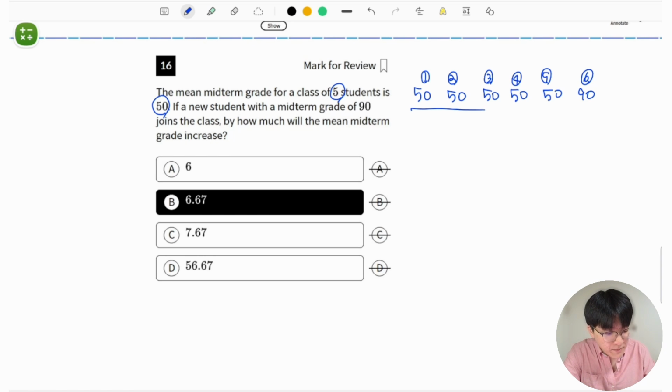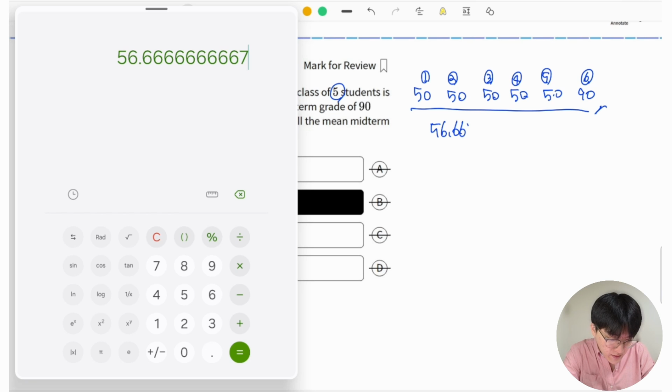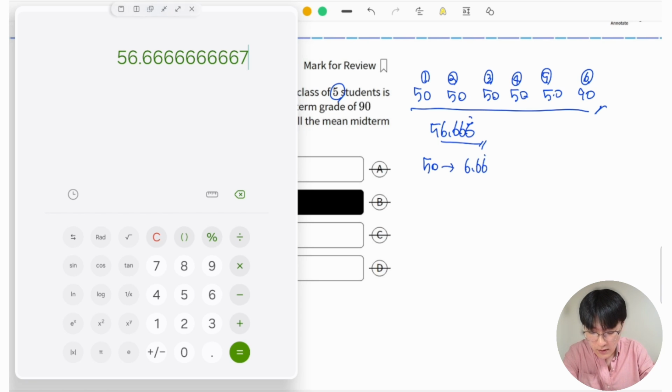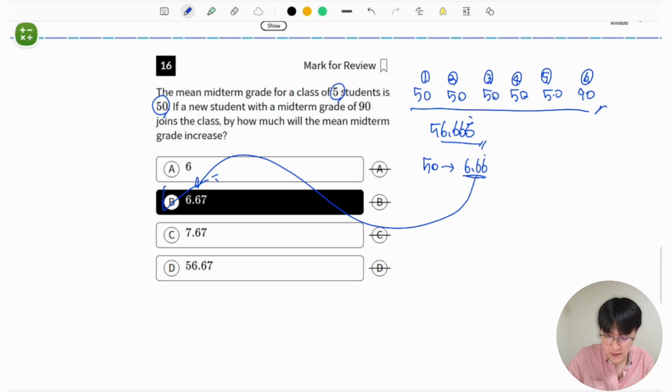So let's actually find the mean here. And that is 50 times 5, so 250 plus 90 divided by 6. And that is 56.666 repeating. And how much did the score increase by? From the mean of 50, it increased by 6.66 repeating. And therefore, that is the answer, making answer choice B the correct answer.